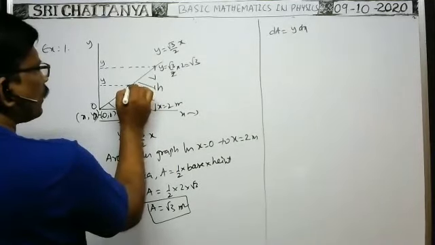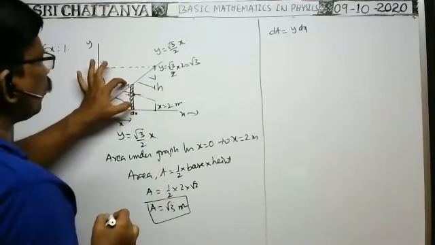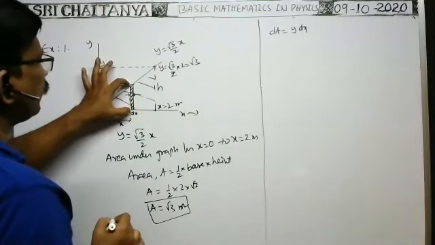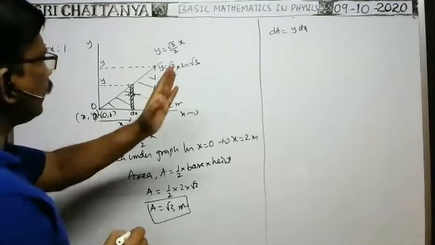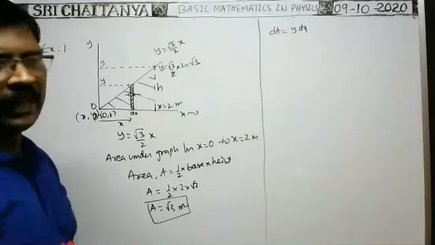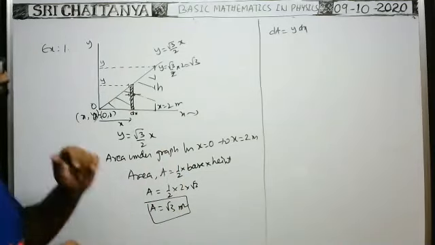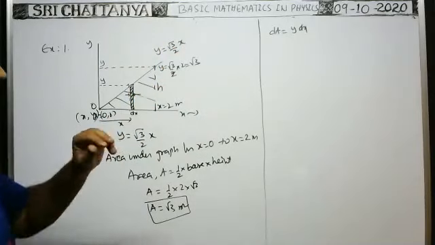When y is constant, the width is dx, and the height is whatever the coordinate of y is, that y is the vertical distance of this element from here. y into dx is the area under the element. Can we write like this or not? You tell me. The area under the element dA is equal to y dx, right?